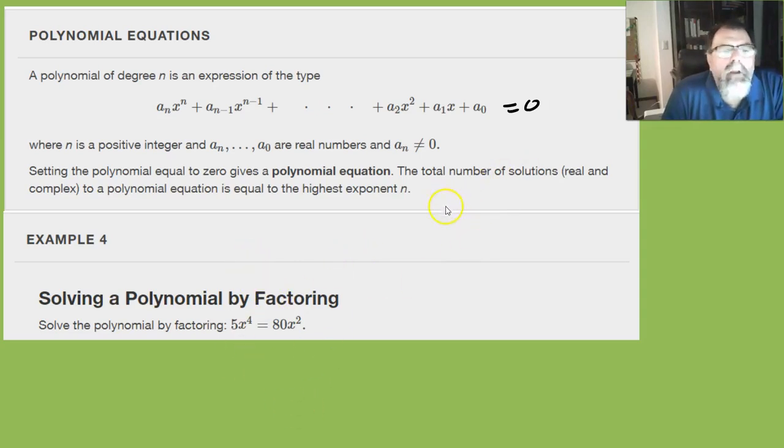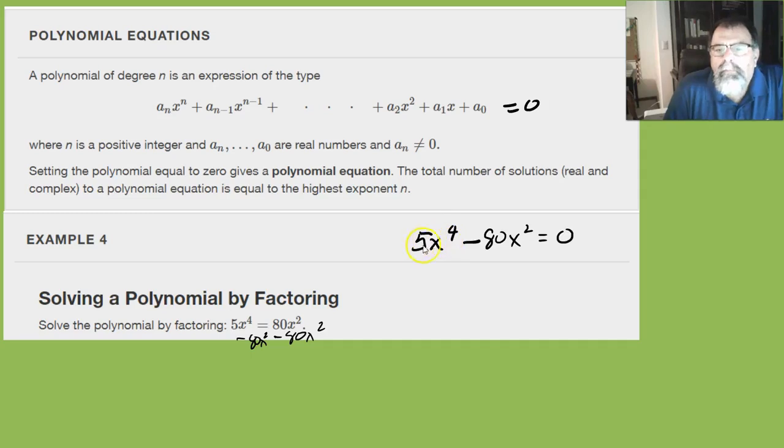All right, so let's look at example 4 here. We want to solve it by factoring. So just like the previous example, we want to get it equal to 0. So minus 80x squared from both sides. And we get 5x to the fourth minus 80x squared equals 0. 5 divides out of both of those numbers. They both have an x, so you take the smaller power for what's in common, and then divide out 5x squared from both terms.